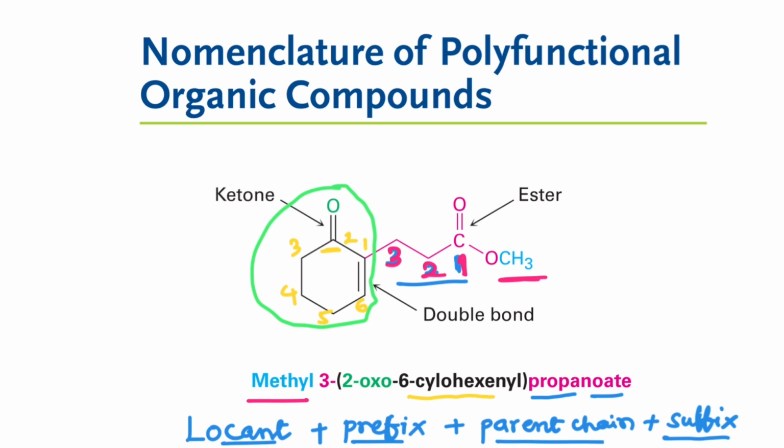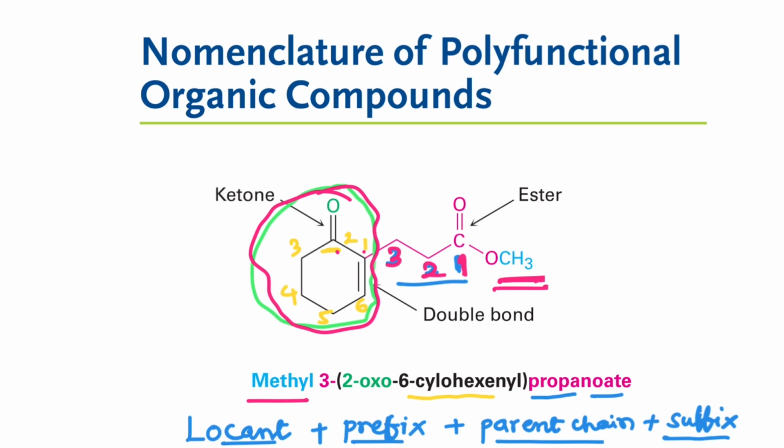For the substituent also we give numbers, and we have to give the least number to the substituent. Therefore it is called methyl first. This is a methyl, and at the third position we have this substituent. Therefore 3-methyl, and 2-oxo, meaning this is 1 and this is 2. Therefore 2-oxo, 6-hexenyl propanoate.